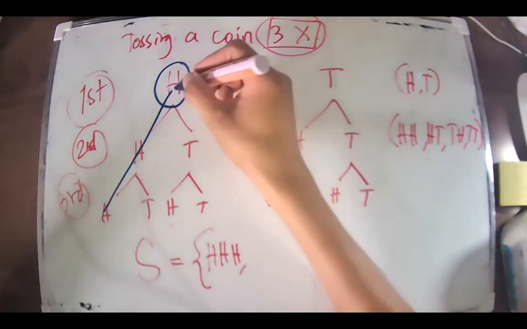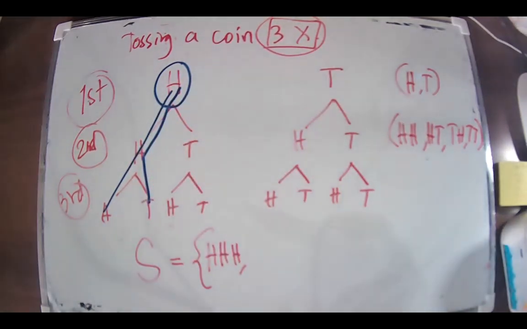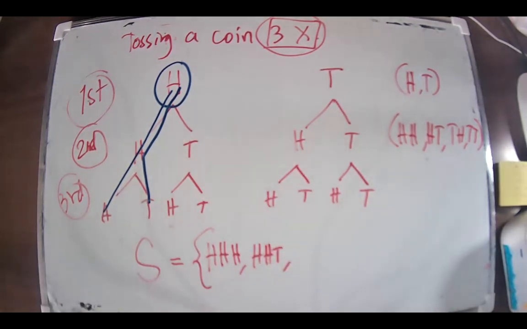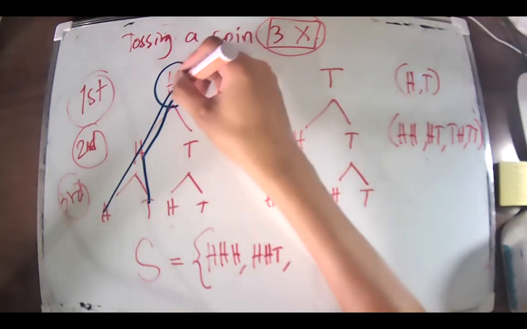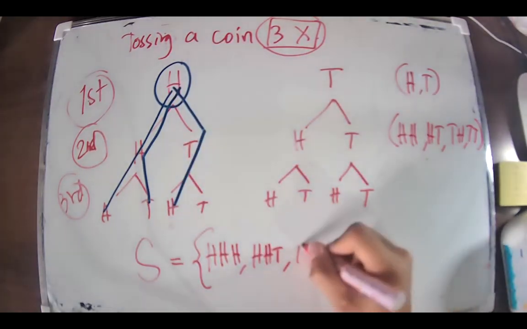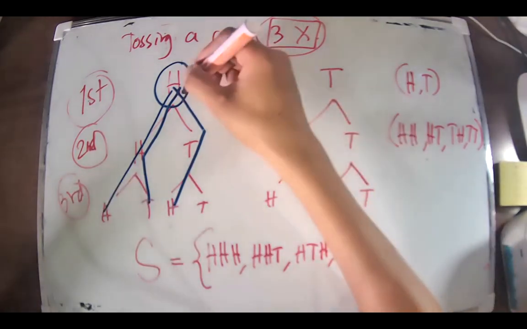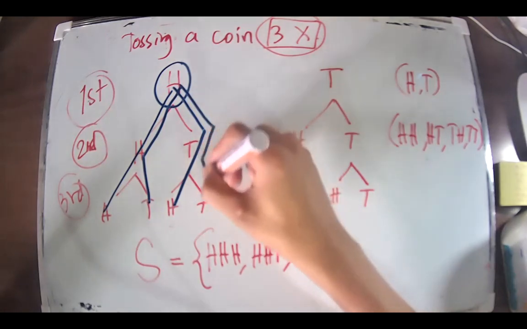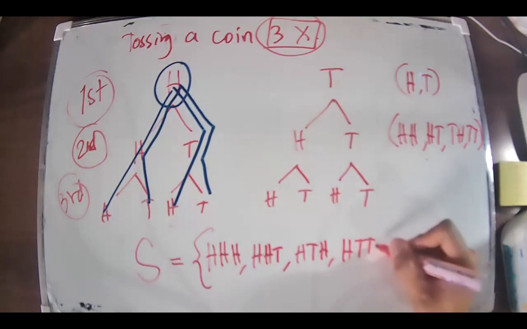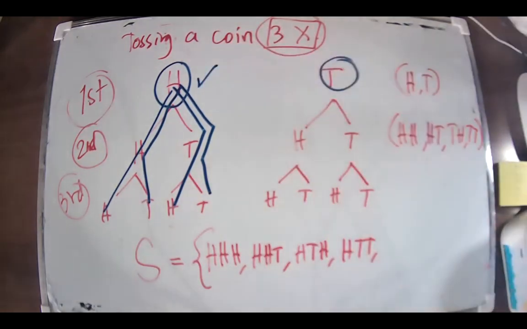Pangalawa, H, H, T. H, H, T. And then we have H, T, H. H, T, H. And then the last one for this one, H, T, T. Okay, so this one is finished. Let's proceed with this one.